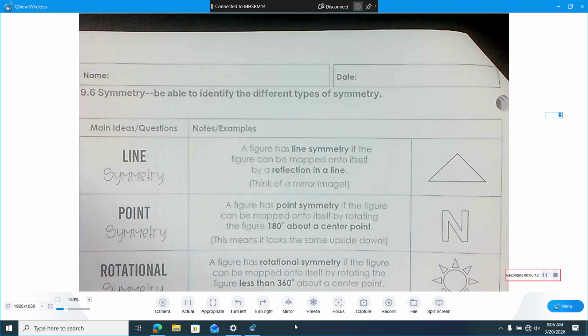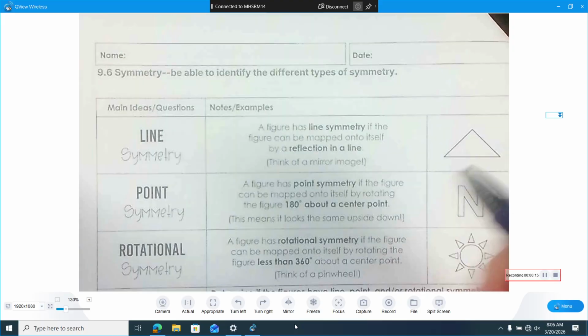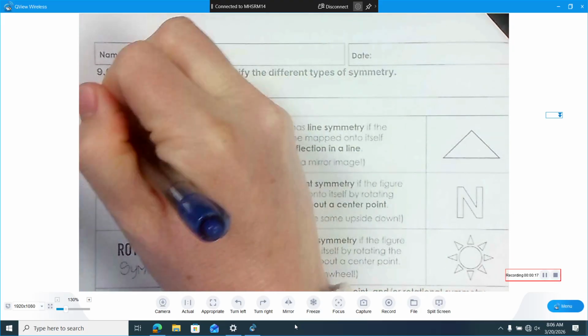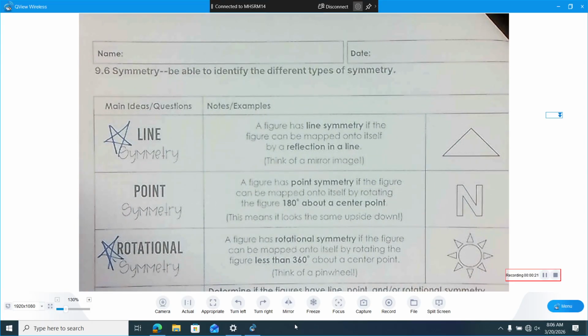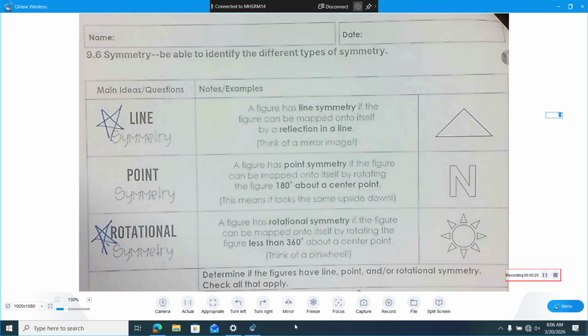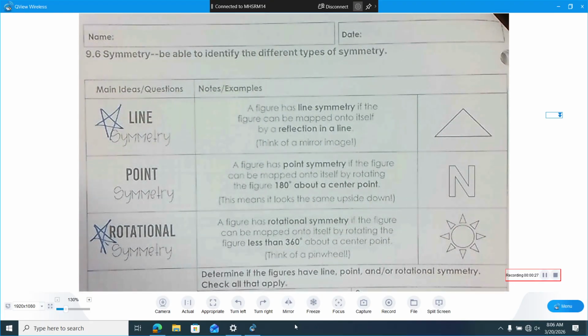But today we're talking about symmetry. We are specifically talking about line symmetry and rotational symmetry. And point symmetry, I really just think is the same thing as rotational symmetry, so I'm not really going to address it because it's not necessary, really. One gets the other.